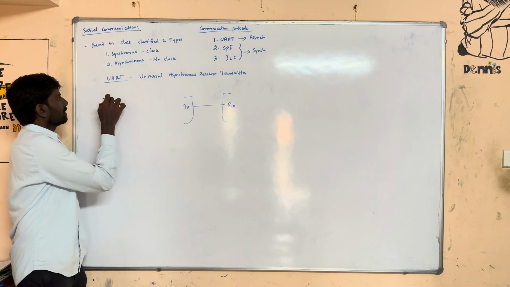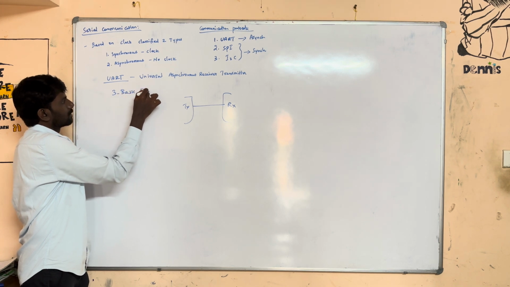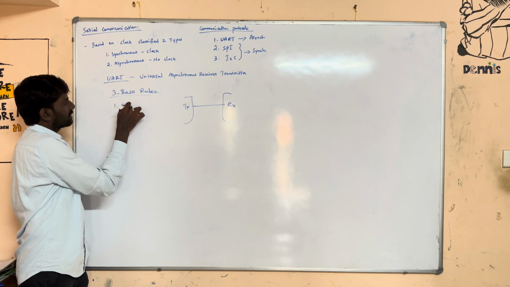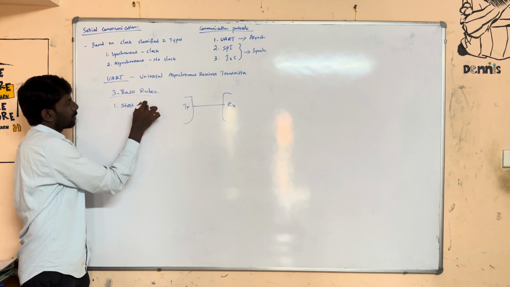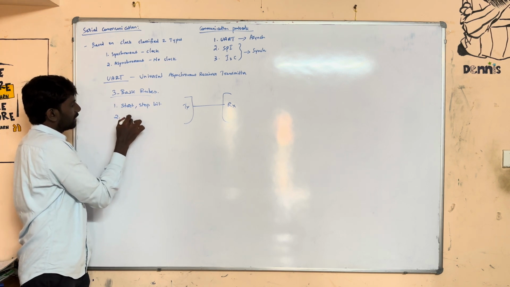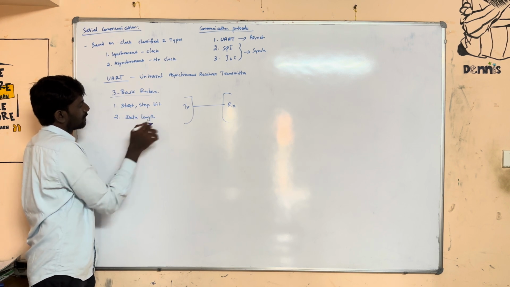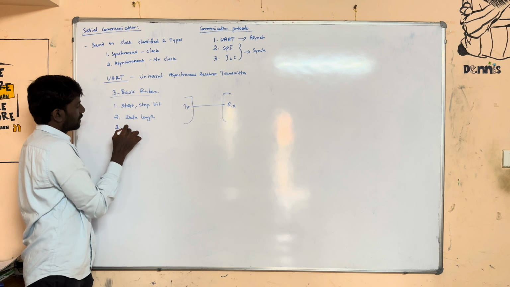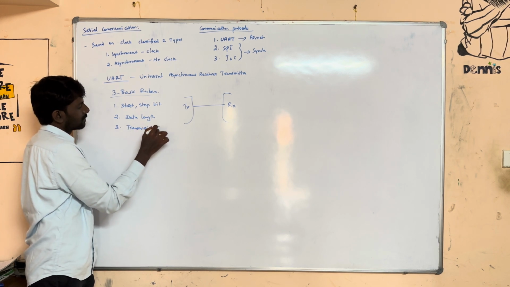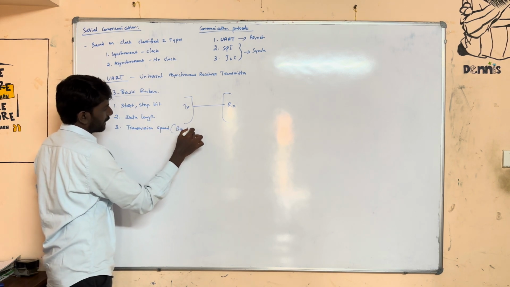Now here there are 3 basic rules. One is the start bit and stop bit, and next, the data length should be the same. Third one is the transmission speed. The transmission speed is also called the baud rate.